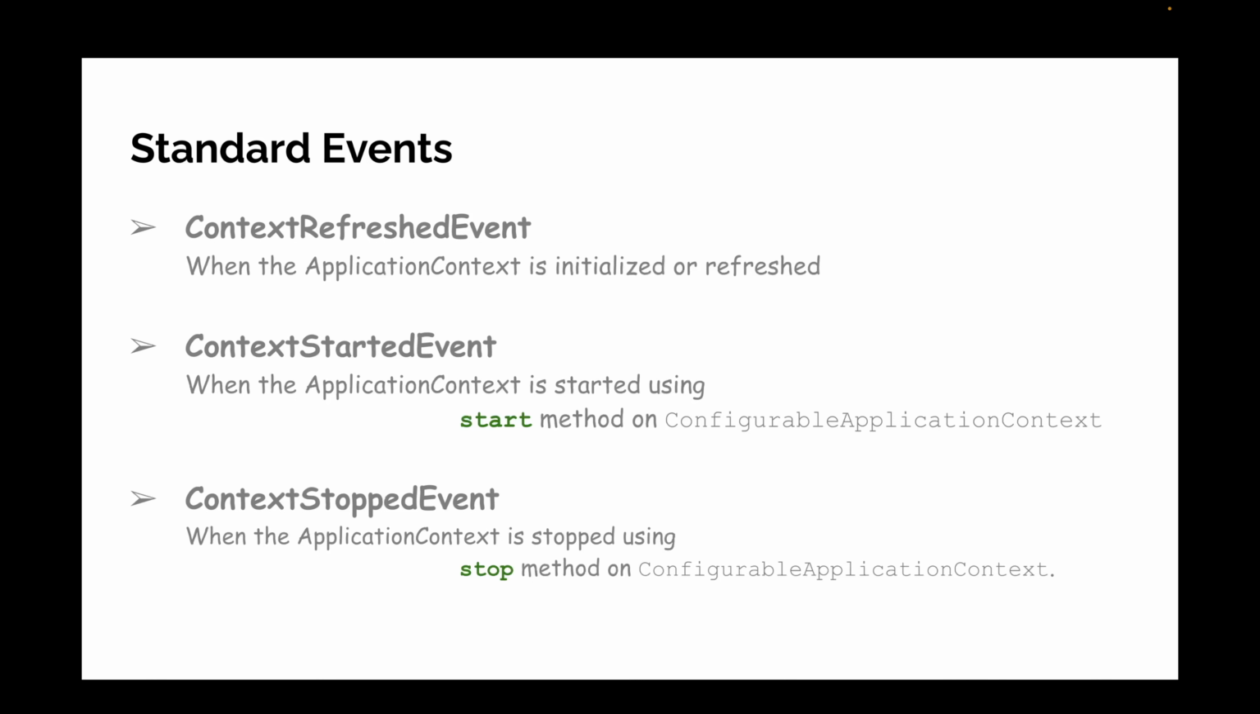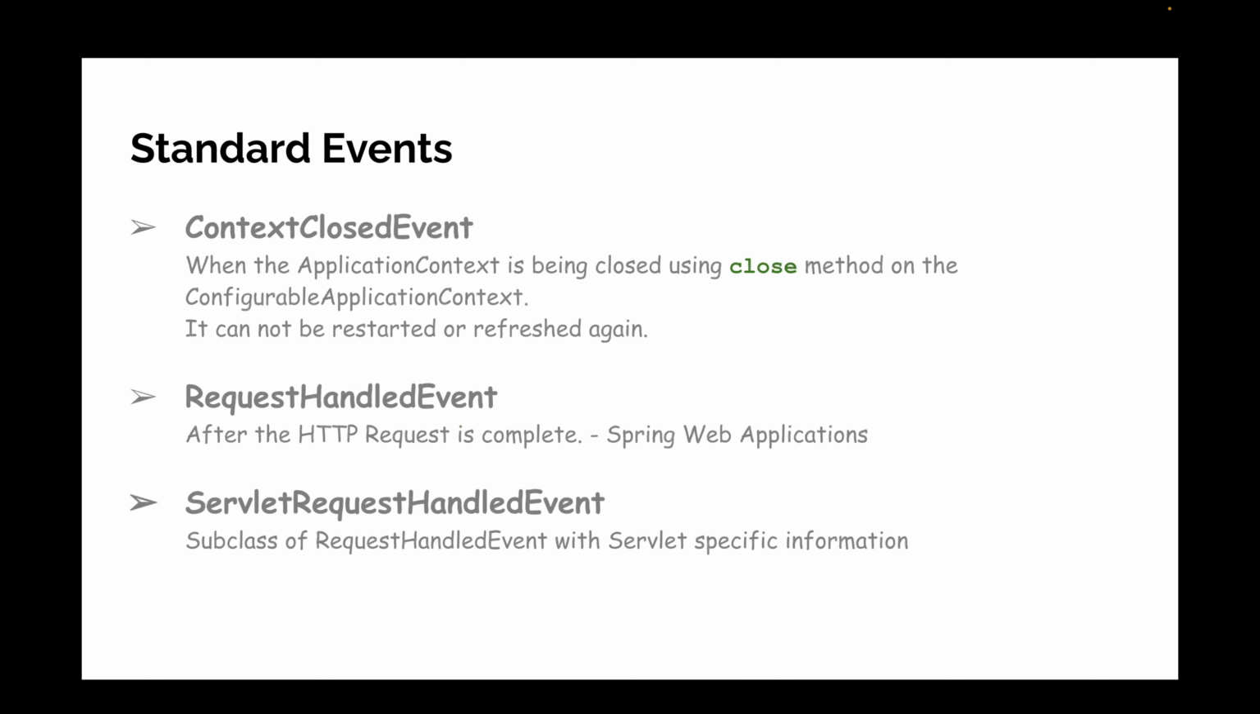The second standard event is ContextStartedEvent, which is fired whenever the application context is started using the start method. And this start method is only available on the ConfigurableApplicationContext interface. Then the third event is ContextStoppedEvent, which is fired when we call the stop method on the application context. And this stop method is also available on the ConfigurableApplicationContext interface only. Then the next is ContextClosedEvent, which is fired whenever the application context is closed using the close method. And once the application context is closed, it cannot be restarted or refreshed again.